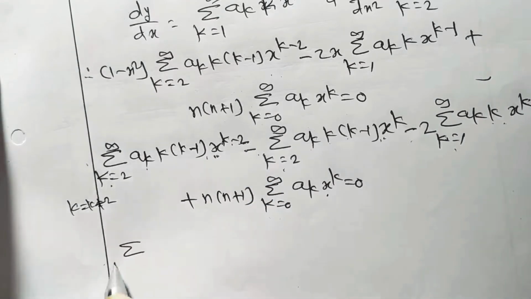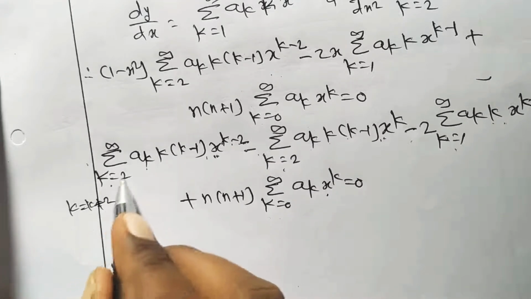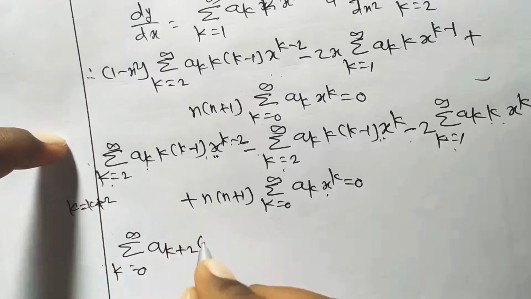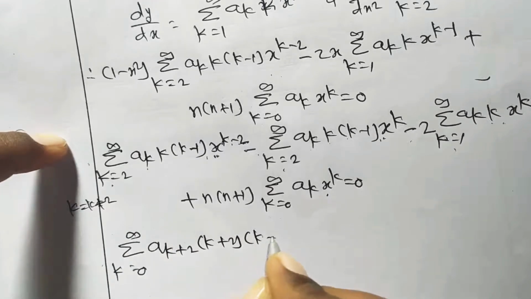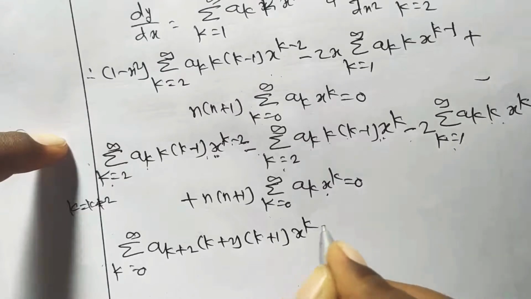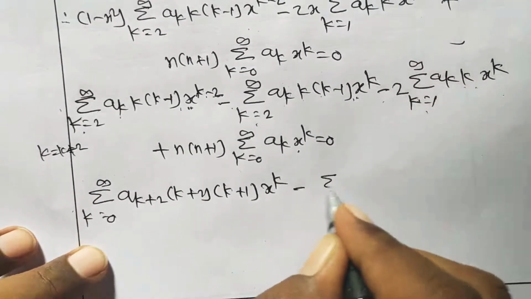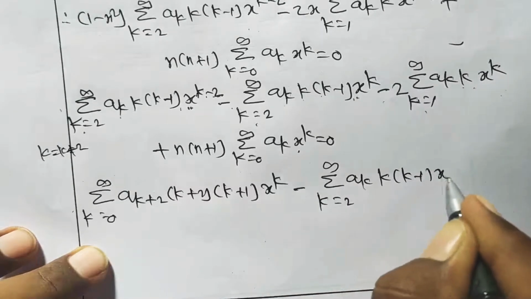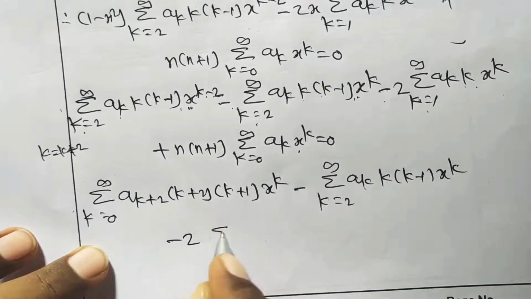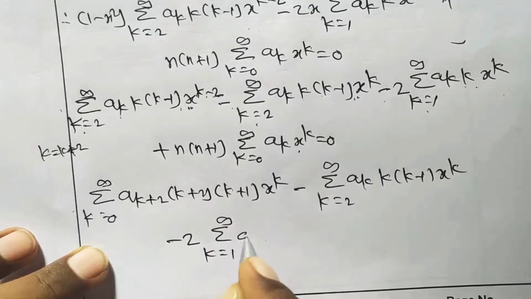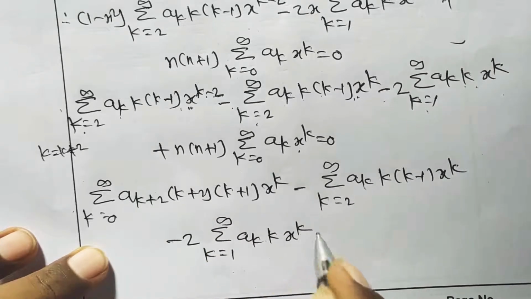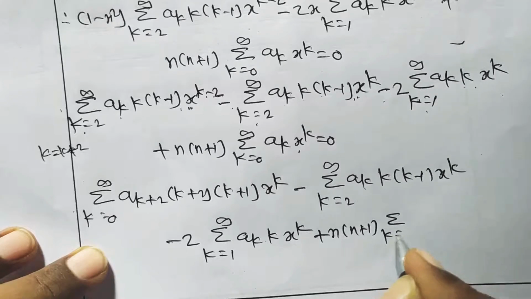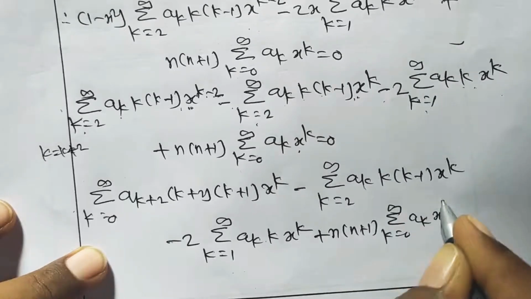In the ordinary point case we shifted k, and kept the rest as it is, so here we put k equal to k plus 2. If you put k equal to k plus 2, the 2 gets cancelled. So the summation varies: since k is replaced by k plus 2, k equal to 2 becomes k equal to 0, so the sum is from 0 to infinity ak plus 2 into k plus 2 into k plus 2 minus 1, that is k plus 1, into x to the power k. The remaining terms are the same: minus summation of k varies from 2 to infinity ak into k minus 1 x to the power k, minus 2 into summation of k varies from 1 to infinity ak k x to the power k, and plus n into n plus 1 summation of k varies from 0 to infinity ak into x raised to k equal to 0.